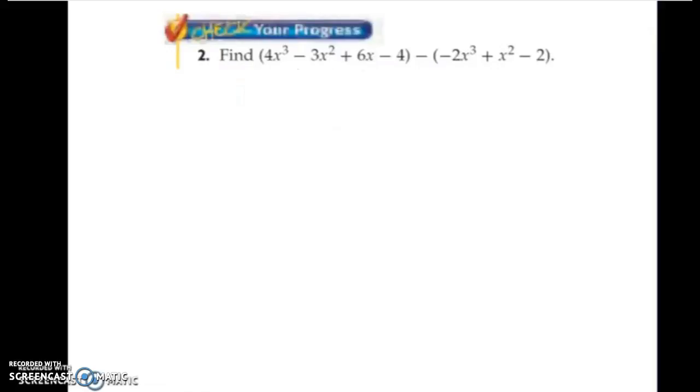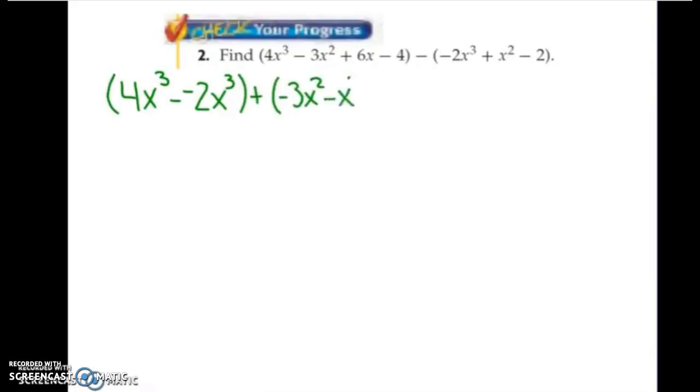So let's see how you did. I'm going to do this one using the horizontal method. I'm going to line up 4x to the third, and this time I am subtracting negative 2x to the third. I'm going to put them in a group, put a plus sign between them, and then my next group will have negative 3x squared minus 1x squared. Put a plus sign. Now I have 6x. No like terms with it, so it's all alone. And then at the end I have negative 4 minus 2.